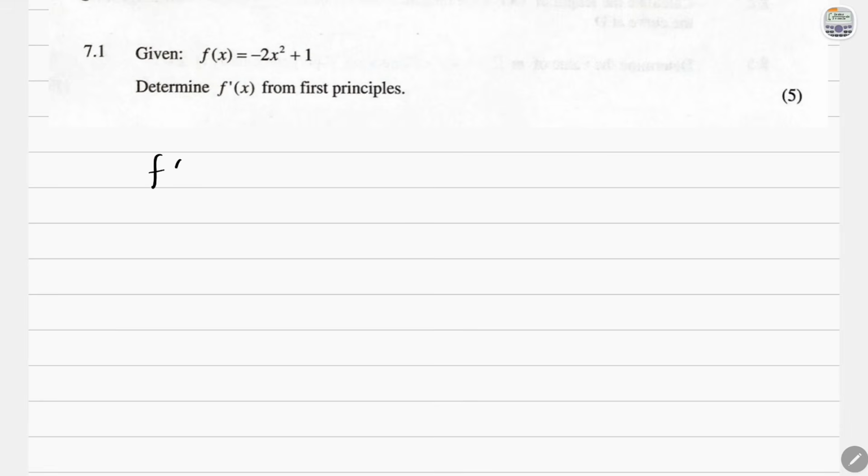So from first principles, we'll need the second y value. So that is f of x plus h. So in place of x, we'll substitute x plus h. So this is negative 2 times x plus h all squared plus 1.